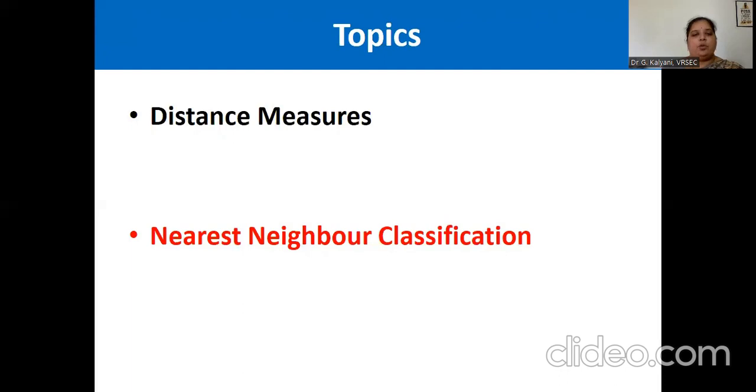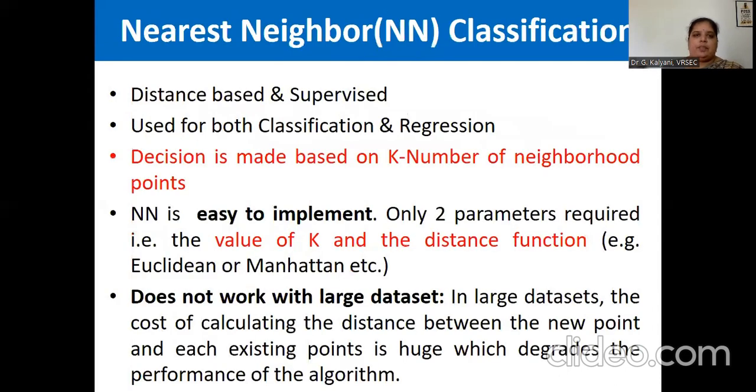Right? Then we'll move on to the next topic, a classification algorithm which can also be used for regression depending on the distances, which is called nearest neighbor classification. So what is nearest neighbor classification? In short, it is also called NN classification.